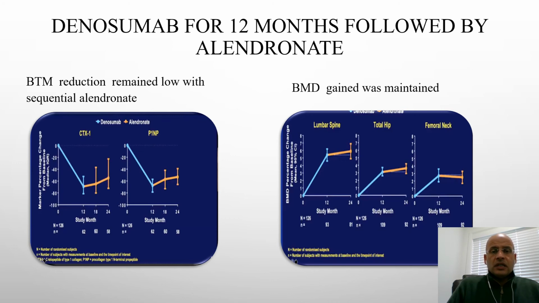This is a study here, unpublished yet, and it showed that if you start with denosumab, once you stop denosumab, you actually lose the benefit. But if you were to continue denosumab, in the blue line, or if you were to switch over from denosumab to a more affordable and cheaper drug such as alendronate, it does maintain the benefit and prevent the BMD from dropping. Same thing for the bone turnover markers. They remain low once you continue on alendronate.